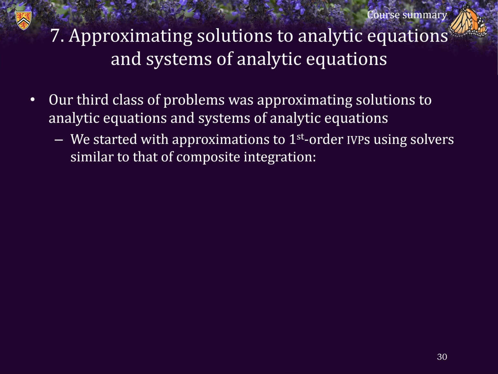We started by approximating first-order IVPs using solvers that were actually similar to that of composite integration. We started with Euler's method, which was derived directly from the Taylor series formula, which also gave us the error. I then introduced Heun's method, and we saw that Heun's method, in a sense, parallels the trapezoidal rule, and the error is less than that of Euler's method.